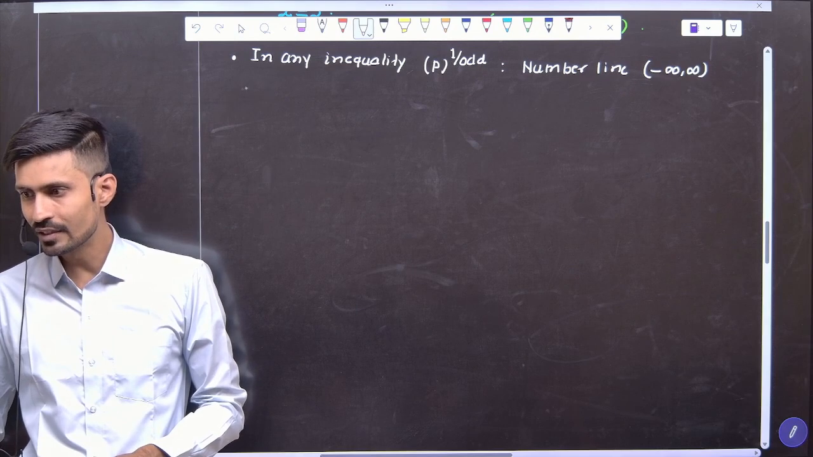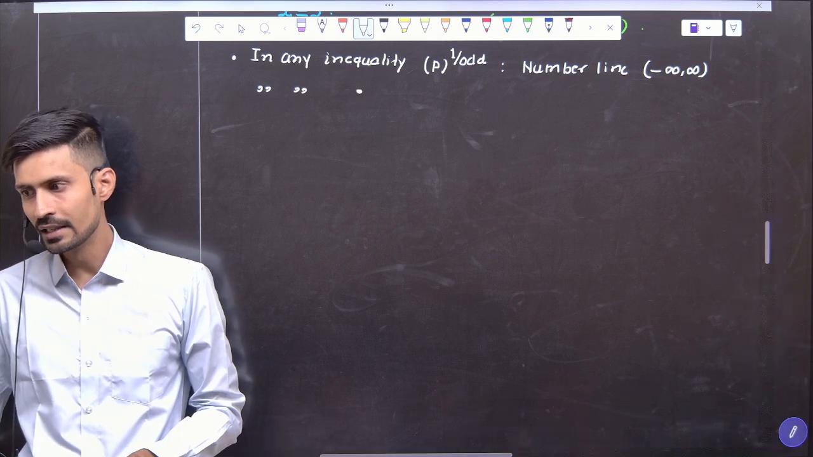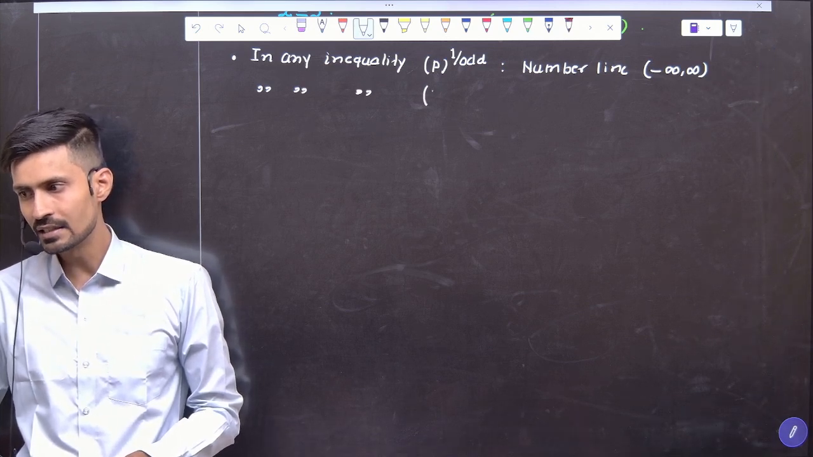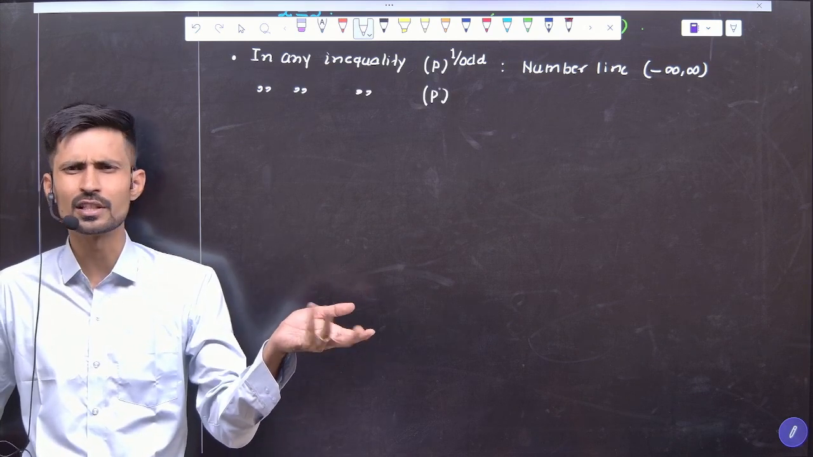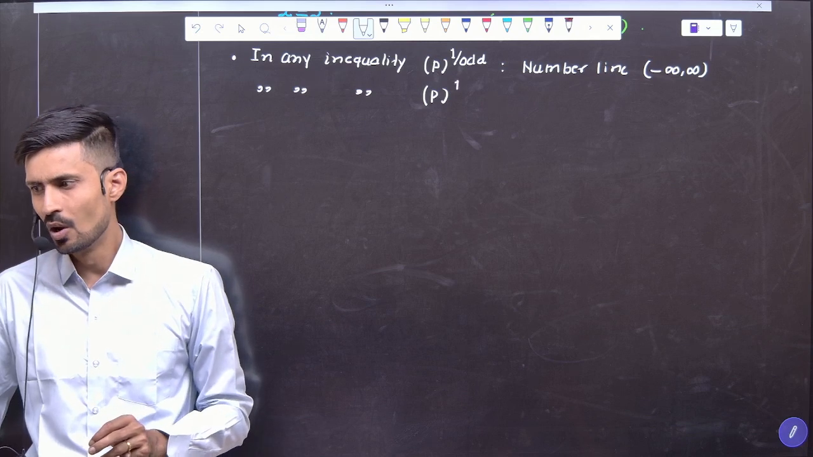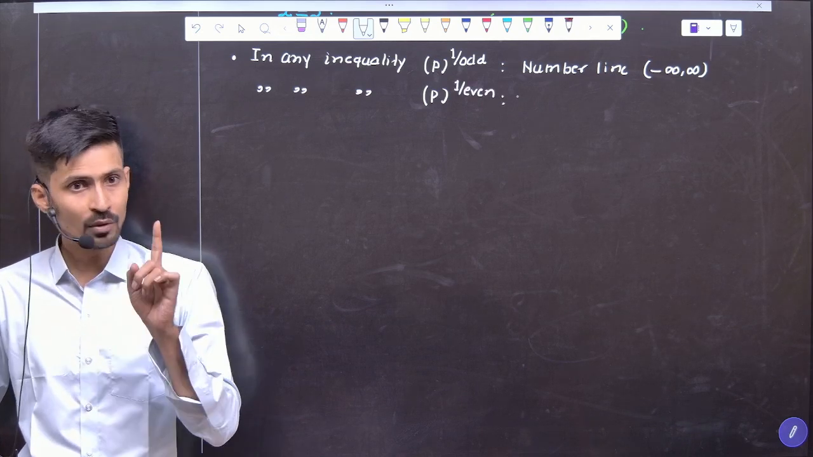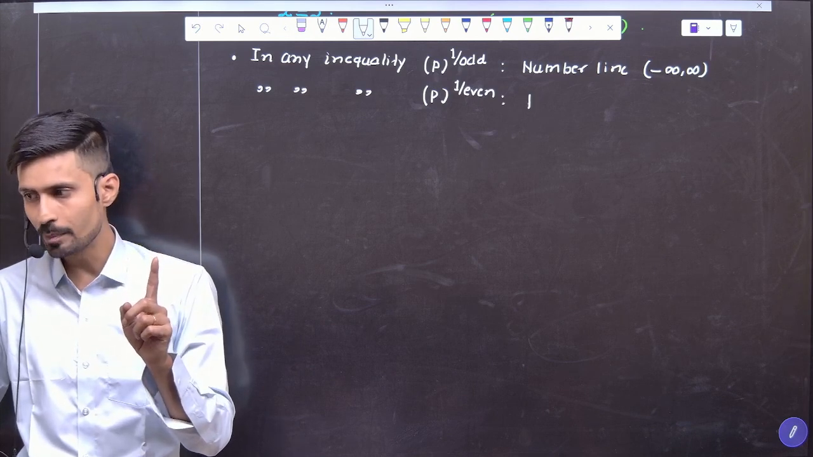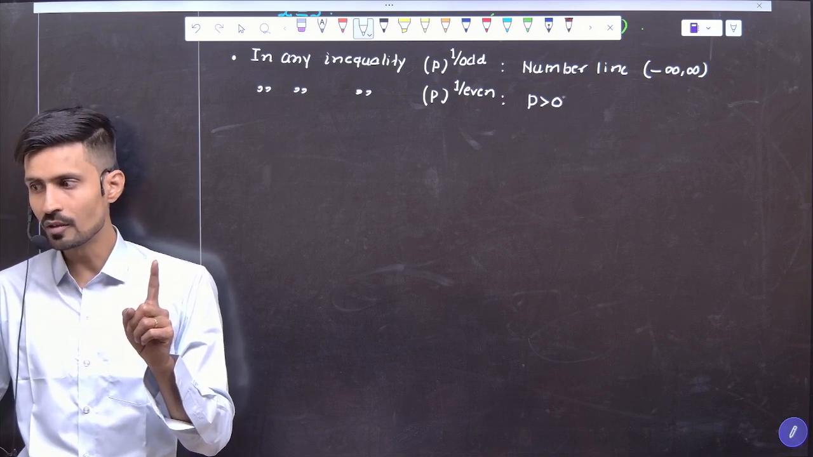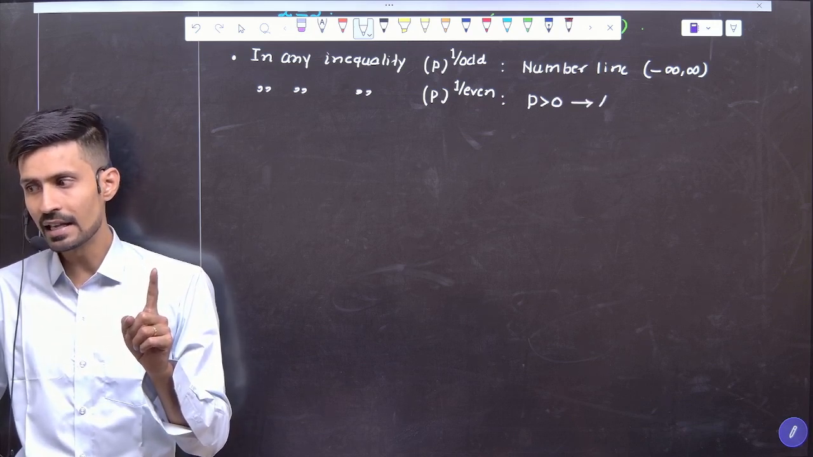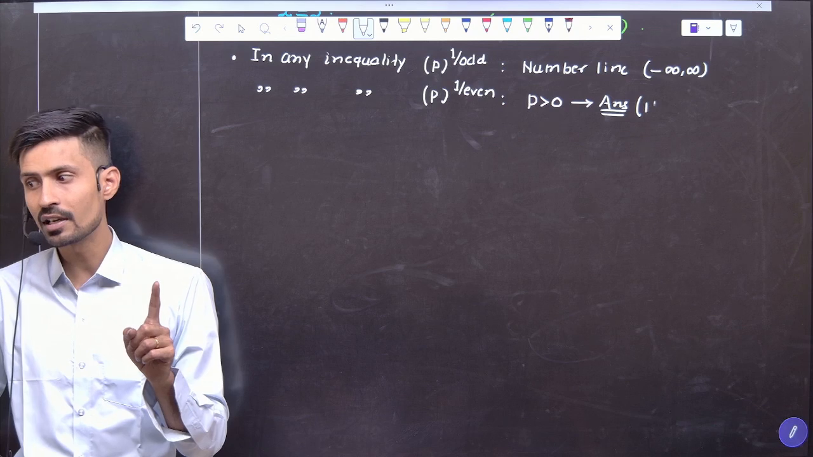And if in any inequality it is like this, p something written, anything can be there, x plus 2, x minus 2, anything, raised to 1 by even. Then what you have to do, you have to solve p greater than 0, and whatever answer you get, that answer will work as the number line.